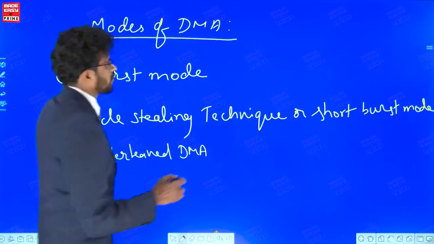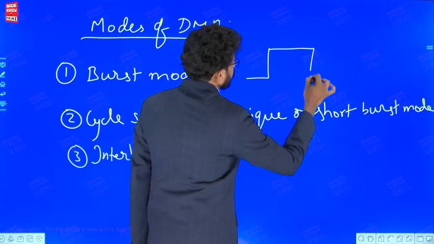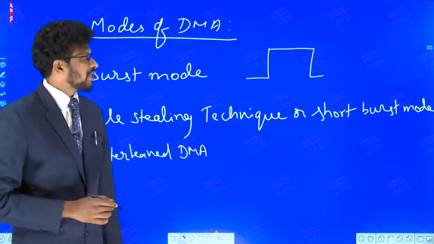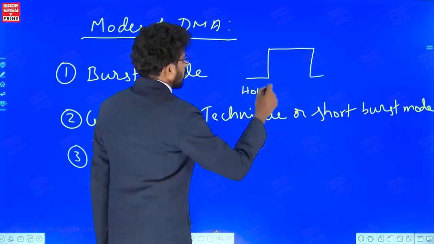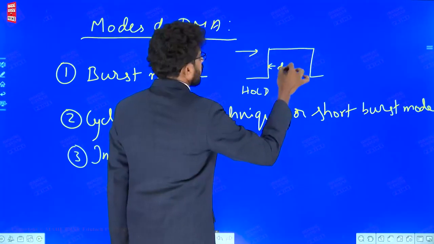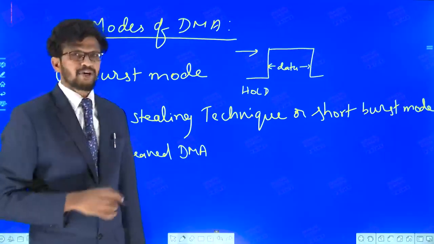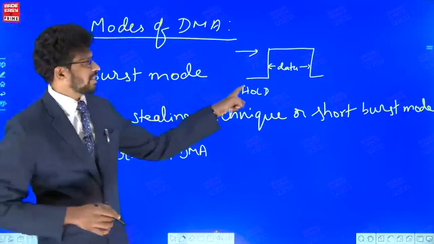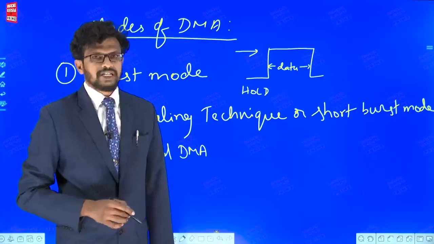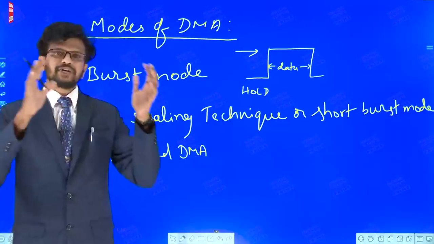Burst mode of DMA means, for example, here let us say the IO device is the only one which wants to share the buses of the microprocessor. If you consider the hold signal, it will remain high until the whole data is transferred. In the normal DMA operation we discussed, the hold signal first rises high, and it should remain high until the whole data is transferred. That is called burst mode of transfer. It means that the total data is transferred at a time.